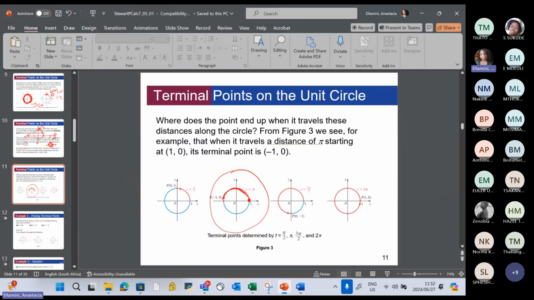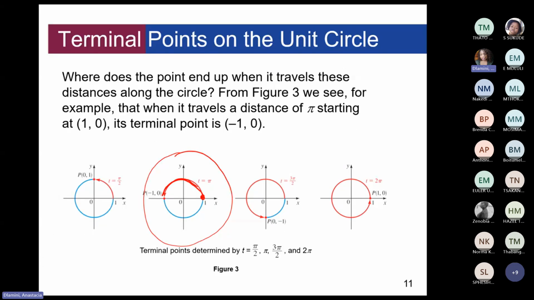Now we can go to the slides, and if there's something else, I'll come back. I think now it will make more sense. They're saying, where does the point end up when it travels these distances along the unit circle? From figure 3, we see, for example, that when it travels a distance of pi, what is pi in degrees?